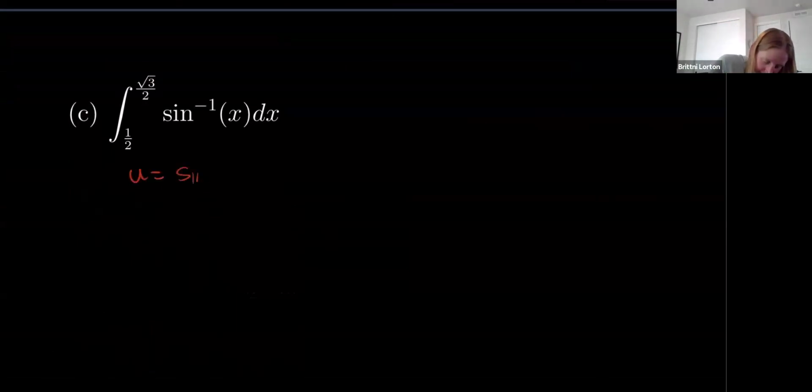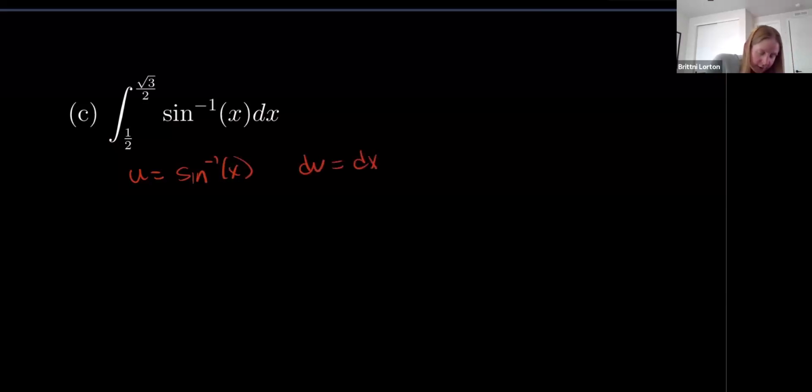u is going to be the sine inverse, dv is going to be the other one. And then I need to do the derivative of sine inverse, which you still need to know from Calc 1. The derivative of sine inverse is 1 over the square root of 1 minus x squared dx. Okay, good. And then the antiderivative of dx was just x.